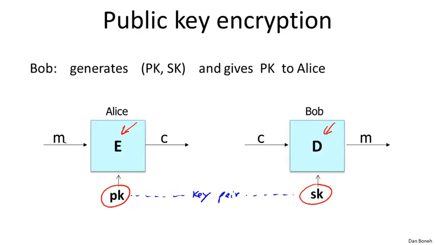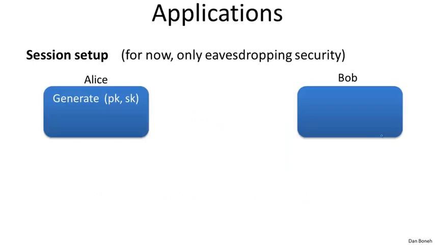So in this case, a message M is encrypted using the public key, and what comes out of that is the ciphertext C. And similarly, the ciphertext is fed into the decryption algorithm, and using the secret key, what comes out of the decryption algorithm is the original message M.